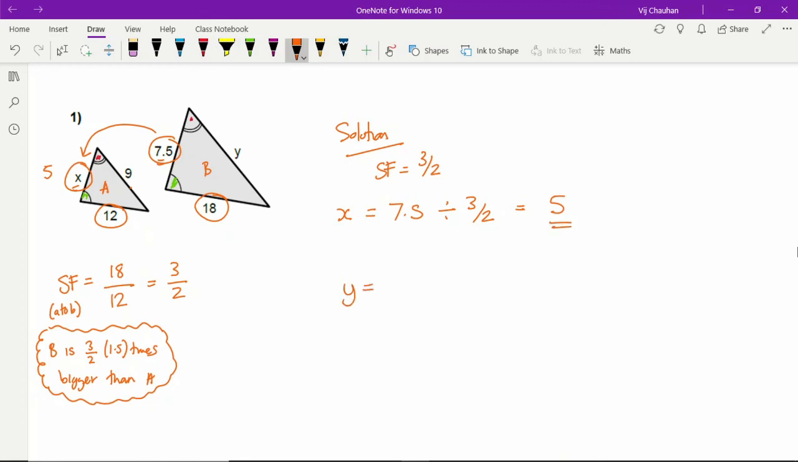Now working out y, here I'm going from the small shape to the big shape. So here I need to take the length of the side that I know, and this time I'm going to multiply that by the scale factor. So I'm going to do 9 times 3 over 2, or 1.5, and I get an answer of 13.5. And again, ask myself, does that look correct? Well, yes, because B is the bigger shape, and I'm looking for an answer that is bigger than 9, so 13.5 seems absolutely fine.